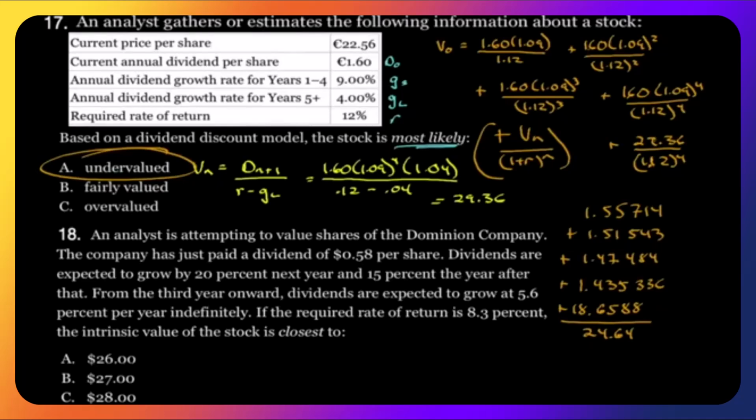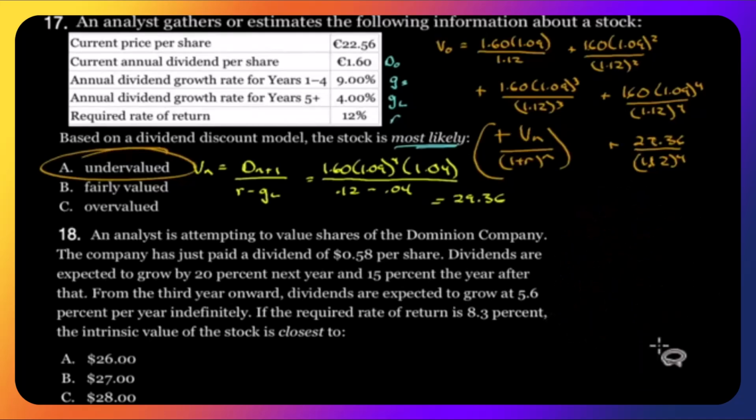And what I'm going to do is eliminate some of this so I have some room. Let's just get rid of that. An analyst is attempting to value shares of the Dominion Company. The company has just paid a dividend of 58 cents per share. Dividends are expected to grow by 20% next year, 15% the year after that. From the third year onwards, dividends are expected to grow at 5.6% per year indefinitely. So I've got 3 growth rates. If the required rate of return is 8.3%, there's my R. The intrinsic value of the stock is closest to.